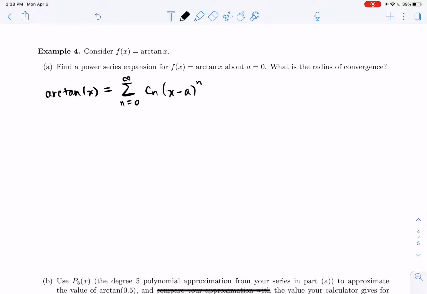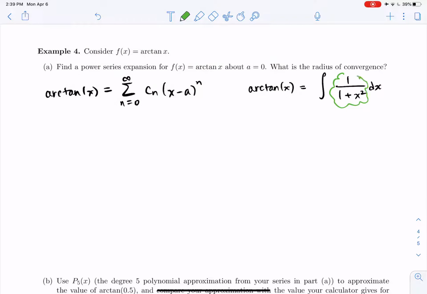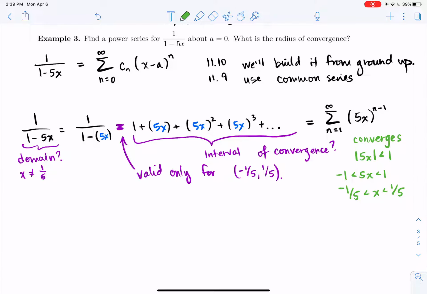And so instead, we're going to use what we already know about arctan. And here's what I know about arctan. I know that it is the antiderivative of this lovely function 1 over 1 plus x squared dx. Okay. So because it's an antiderivative of 1 over 1 plus x squared, and 1 over 1 plus x squared is close enough to one of our common power series functions, we're essentially going to do what we did here in example 3. In fact, I kind of wish example 3 were just 1 over 1 plus x squared, but we're going to do exactly this idea.